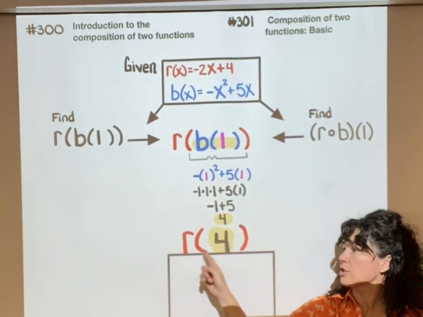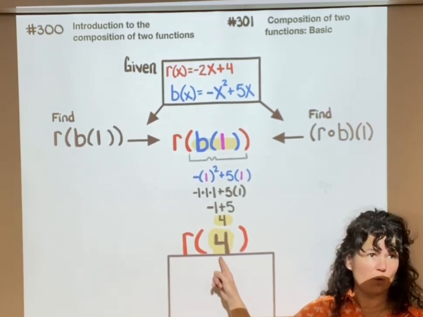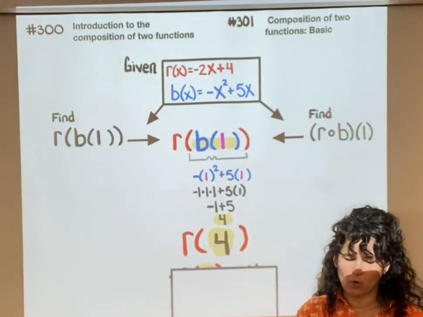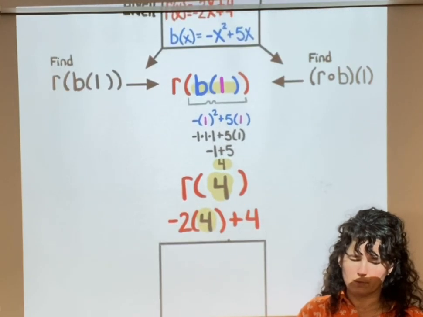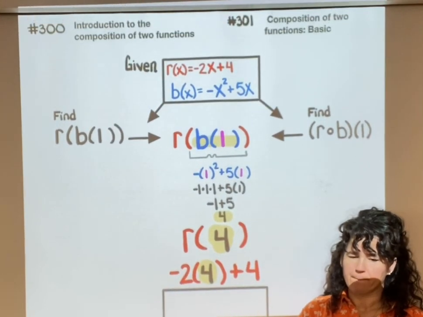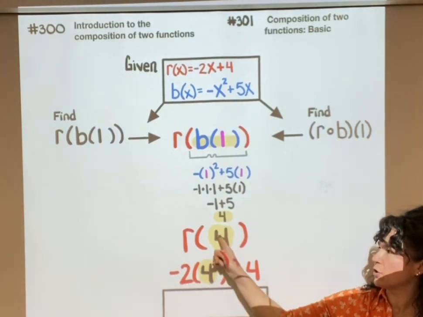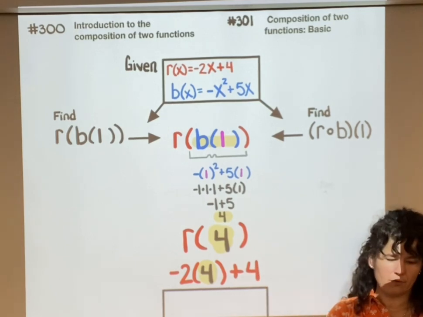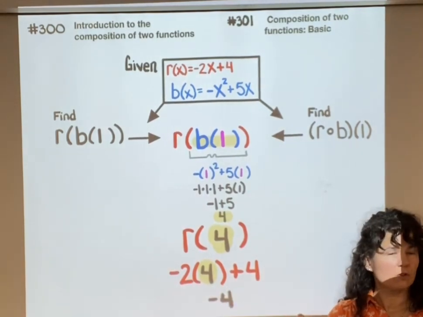Next, we're going to go to the R function and plug in 4. So the R function is negative 2x plus 4. So I have negative 2 times 4 plus 4, which is negative 8 plus 4, and I get negative 4.